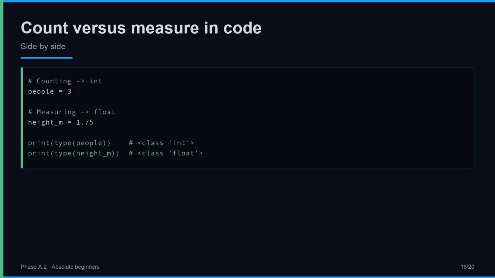Let us see the count versus measure choice side by side. We count 3 people, so people is an int. We measure a height of 1.75 meters, so height_m is a float. When we print both types, Python confirms it, int for the count, float for the measurement. The decision was made the moment we wrote the values, dot or no dot. This is the simplest, most reliable way to think about which numeric type to reach for.